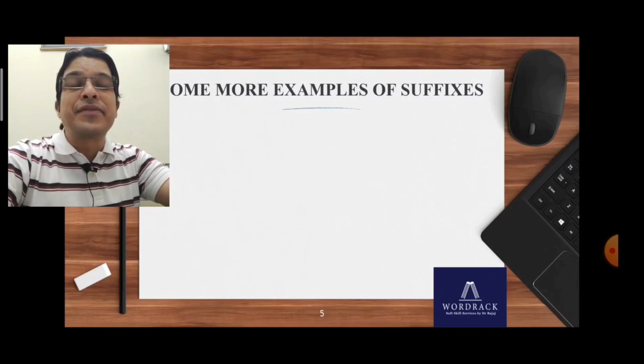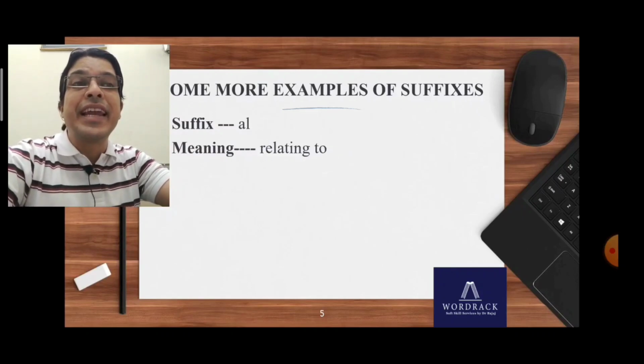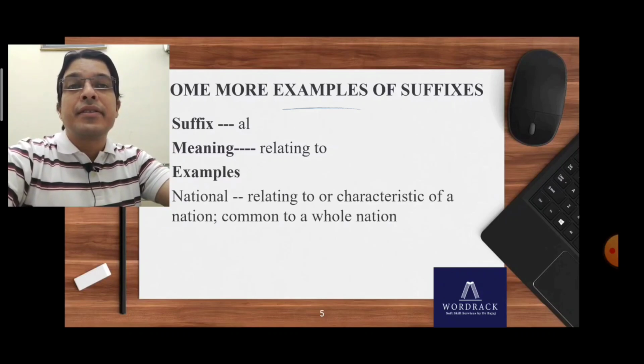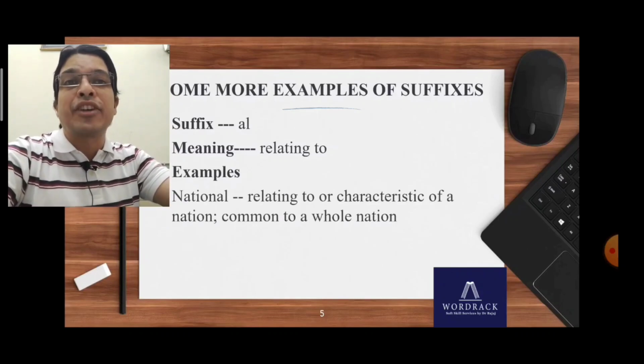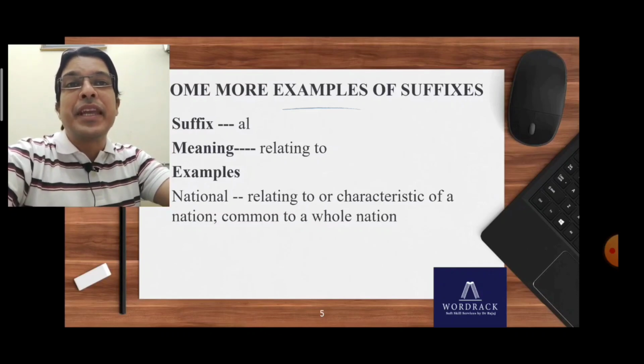Some more examples of suffixes now. First example, suffix al. Now the meaning of this word is relating to. So first example, national. We have added al to nation. So the meaning of national is relating to or characteristic of a nation, common to a whole nation.